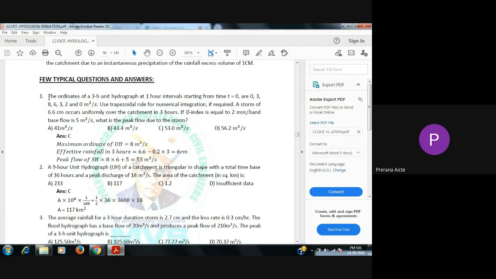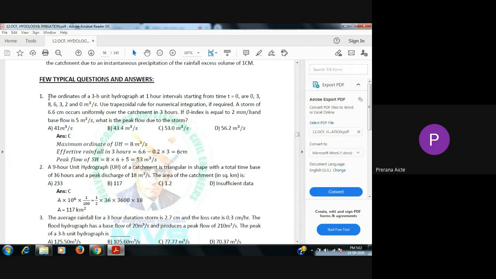Use the trapezoidal rule for numerical integration if required. A storm of 6.6 centimeters occurs uniformly over the catchment in 3 hours. Anyhow, during unit hydrograph preparation, a storm occurs, 6.6 centimeters uniformly over the catchment in 3 hours. If the phi index is equal to 2 millimeter per hour and base flow is 5 meter cube per second, what is the peak flow due to the storm?